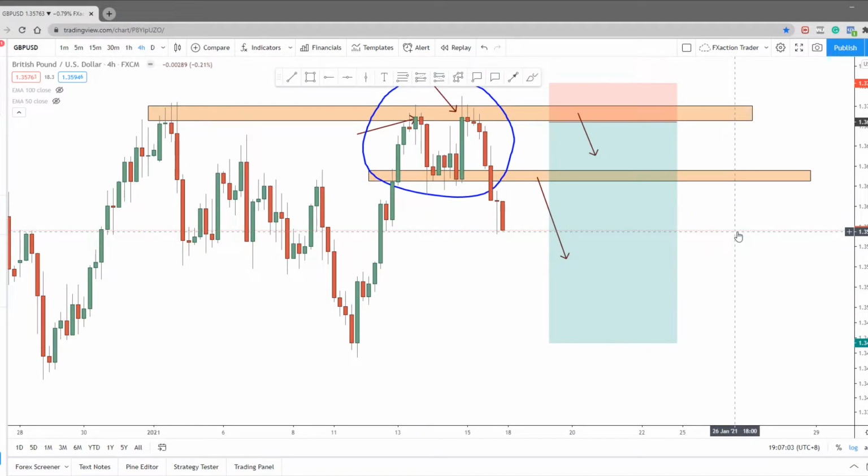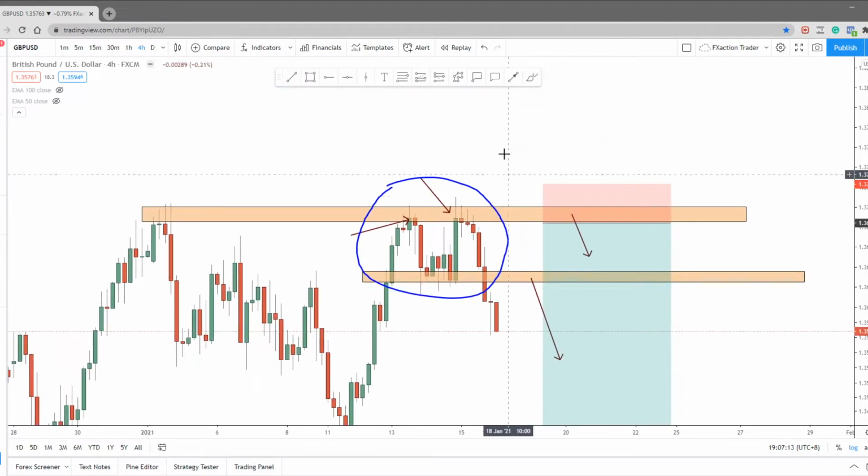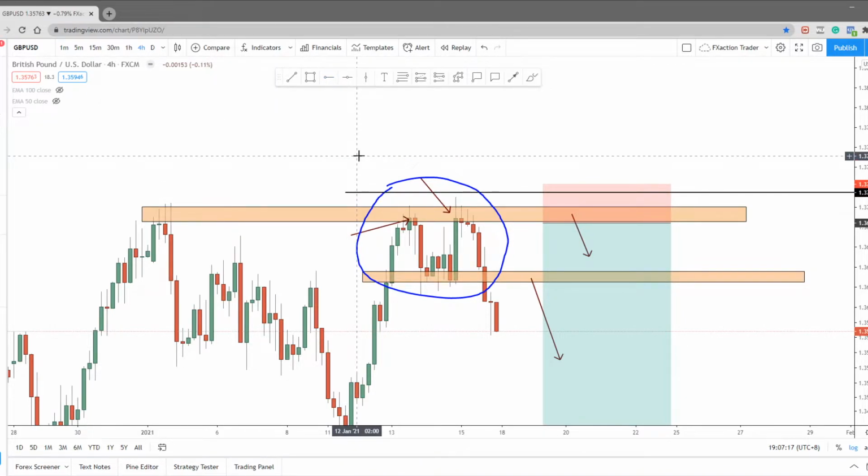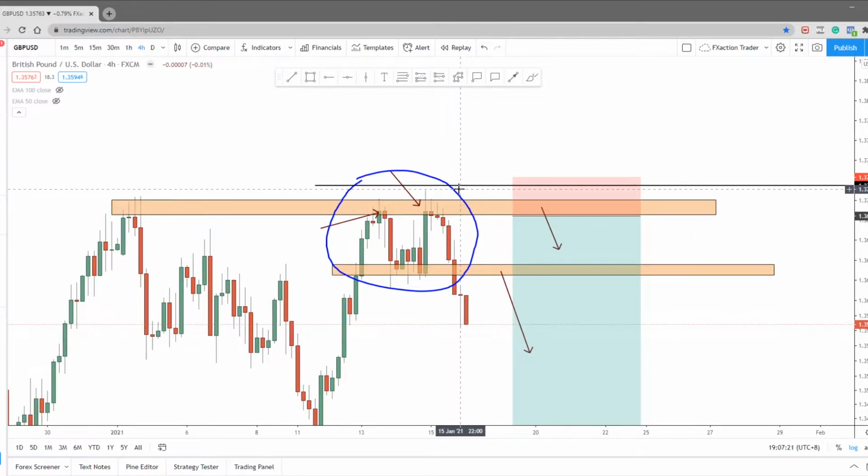So this is for a more conservative trader. But for me, I would take a short trade whenever market pulls back to this neckline area, and as long as market did not break above this structure, I'm still going to look for a sell signal for the pound dollar. I hope that this is clear for you to understand.